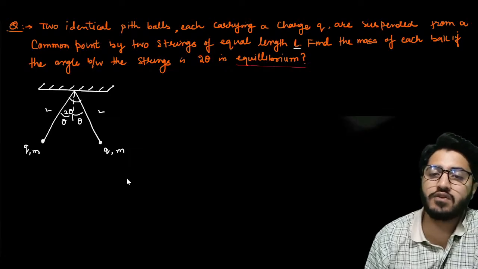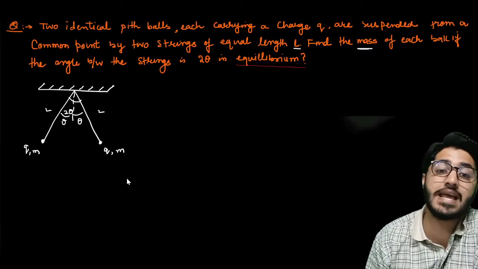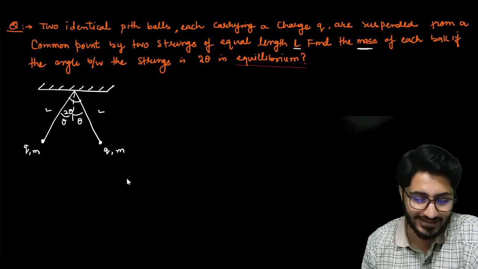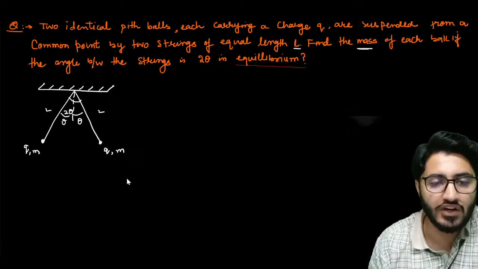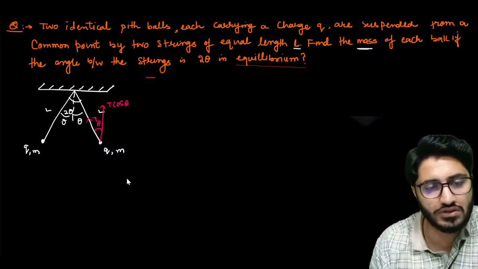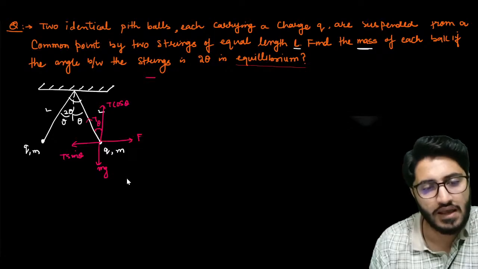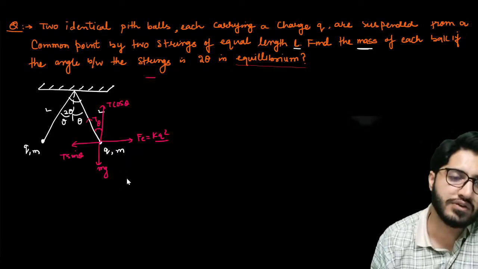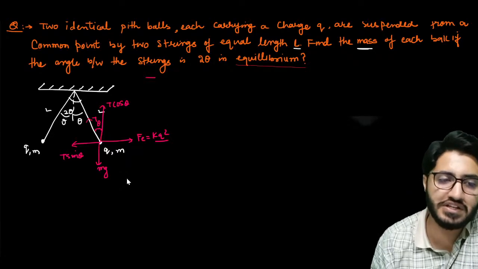And what do I have to find? What is the mass of each ball? What is M? How do we get my mass M? Simple. We know that here we have tension T at angle theta, T cos theta, T sin theta, mg, and Fe, which is kq square divided by r square. So is there any relation between these here? Now look.